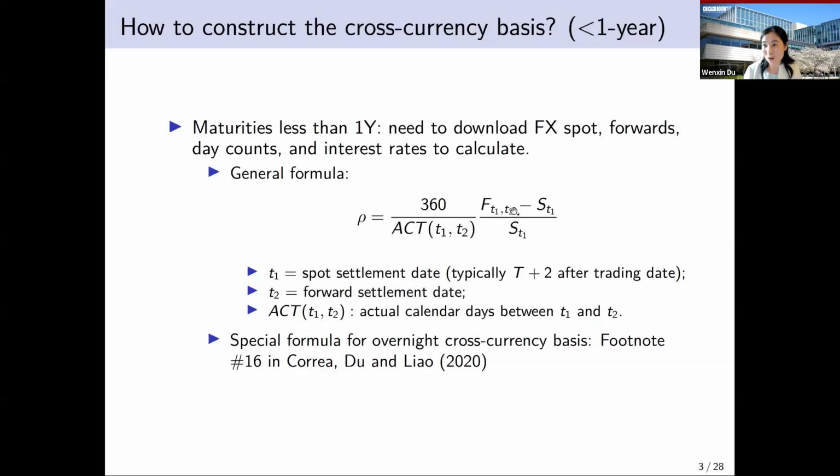Say if I'm buying a 1 week contract on Monday, we know the spot is going to settle with T+2 convention for most currencies. So that's Wednesday. And the 1 week forward that you enter this contract on Monday, it's actually going to mature next Wednesday. So therefore T2 refers to next Wednesday and T1 refers to the spot settlement. So that's this Wednesday. And this actual T1 comma T2 gives you the number of calendar days between this Wednesday and next Wednesday, which is 7 days, okay?